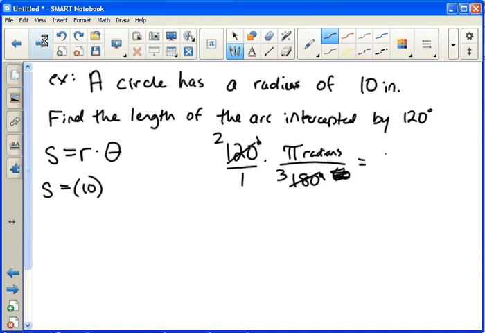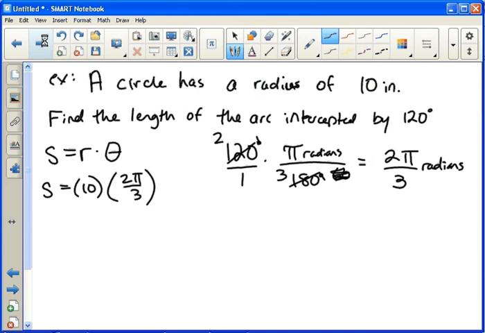over 3 right here. So I want to say this again, make sure it makes sense. This equation, S equals R theta, only works if we are in radians. So when they gave us 120 degrees, we had to convert that to radians to make it work. So then just do 10 times 2 pi over 3, which will be 20 pi over 3.